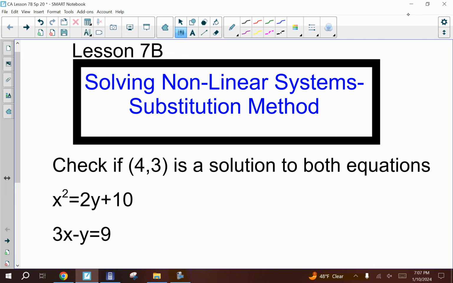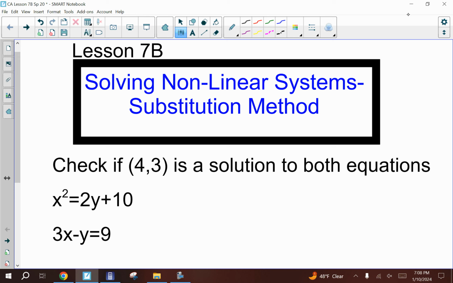In lesson 1, we spent a significant amount of time trying to figure out which equation to start with and which letter to get all by itself. We determined that the best one to use is the one that has the 1 in front of the letter. That way you don't have fractions and all that good stuff. So what we're going to do now is switch to nonlinear systems.